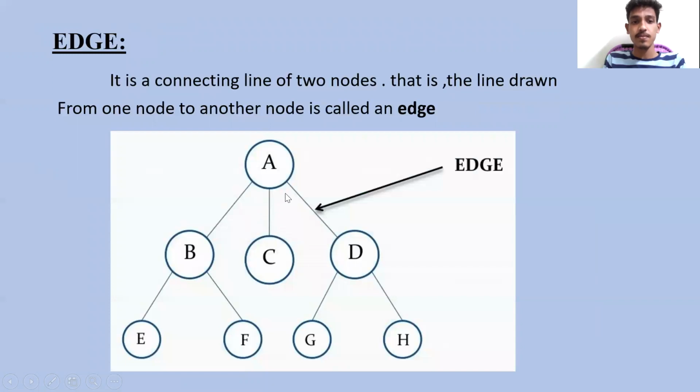Next, edge. The connection line of two nodes is called an edge. So here we can see this line connects A and D. We call it an edge. The line drawn from one node to another node is called an edge. So that's what I said.